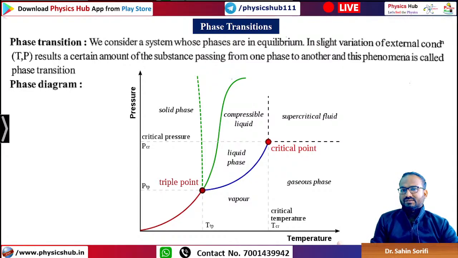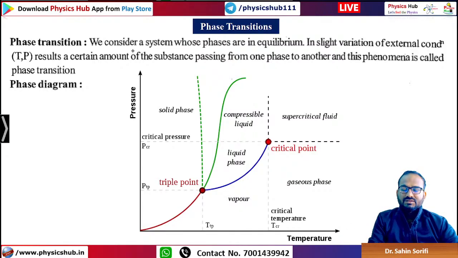Now these are the cases for H2O or water. But for some other systems, the phases may be other things. It may not be water, then ice, then vapor. It may be something else also. We'll talk about them, and based on that we will get two types of phase transition: first order phase transition and second order phase transition. We'll talk about them in detail in today's class.